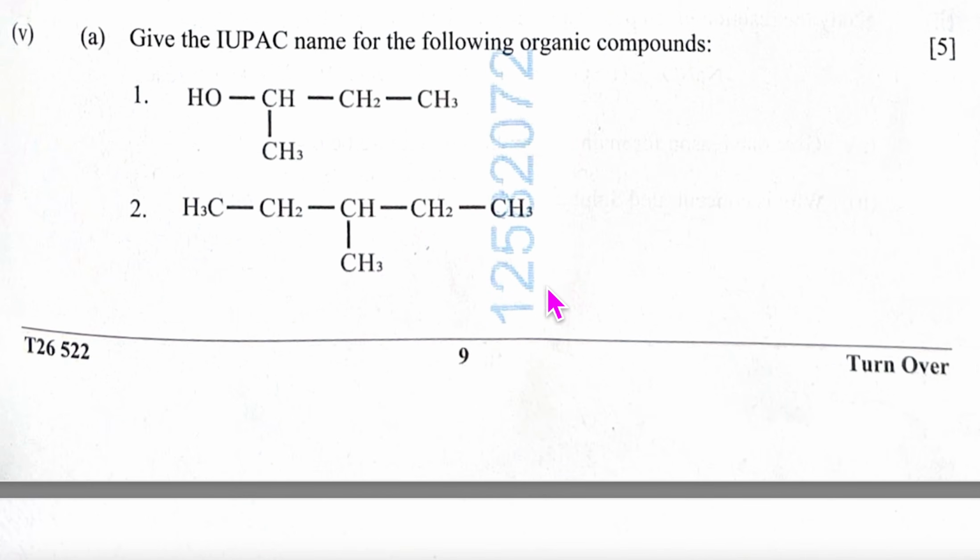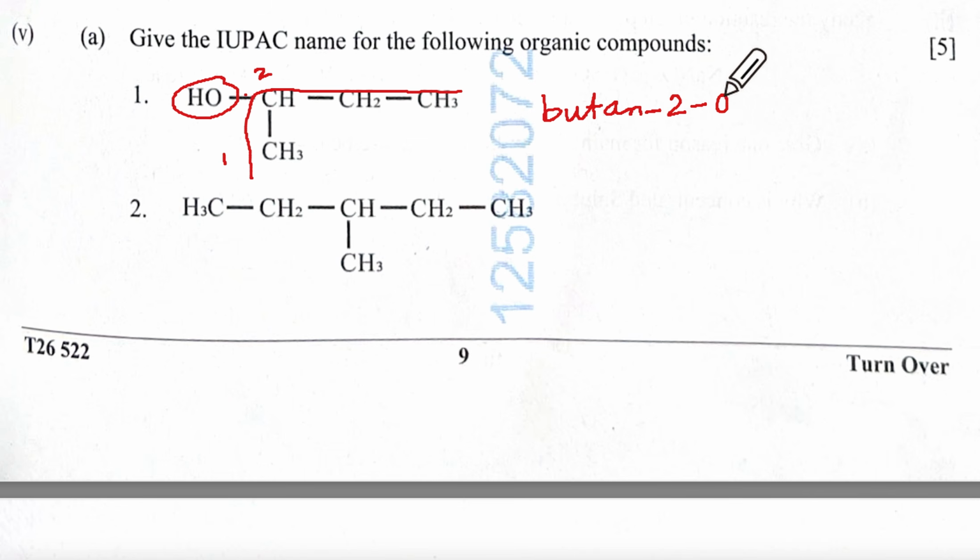Let us come to IUPAC names. The longest chain is this. This is the functional group. So 1, 2, no. No. I made a mistake. Longest chain of carbon atoms is this. Okay. So it is not a prop, it is a but. 1, 2, 3, 4. And this is the first carbon. This is the second one. Second one has got OH. So it is but, all single bonds, so an. Second carbon has got OH group, so ol. So butan-2-ol.